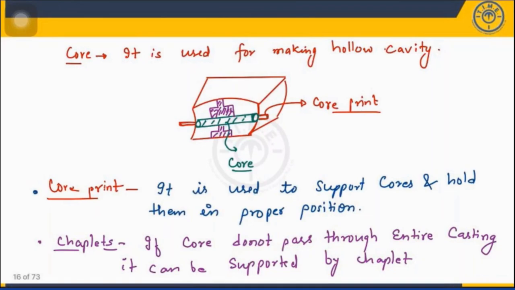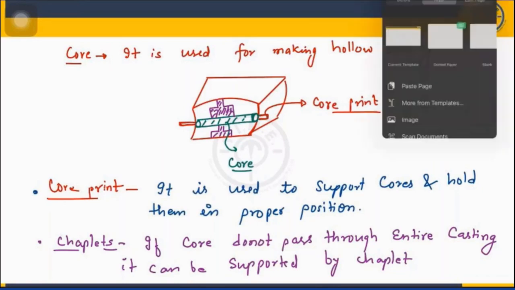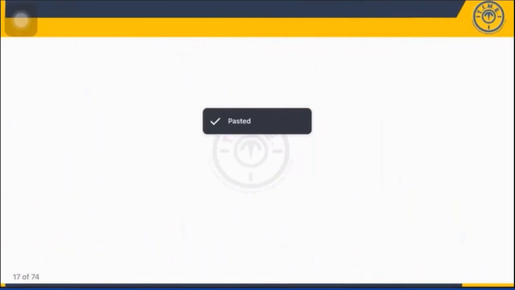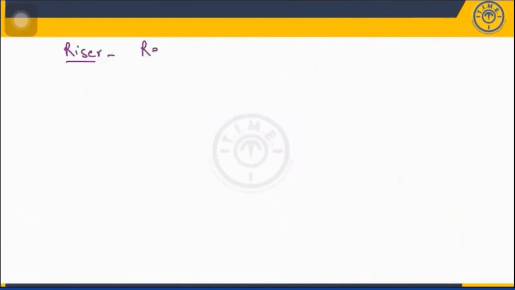Okay. Now the next thing is, what do you mean by riser? I have already discussed riser, so I don't want to spend more time there. Riser, you already know, is a reservoir of liquid molten metal, which will supply during the solidification. Okay.